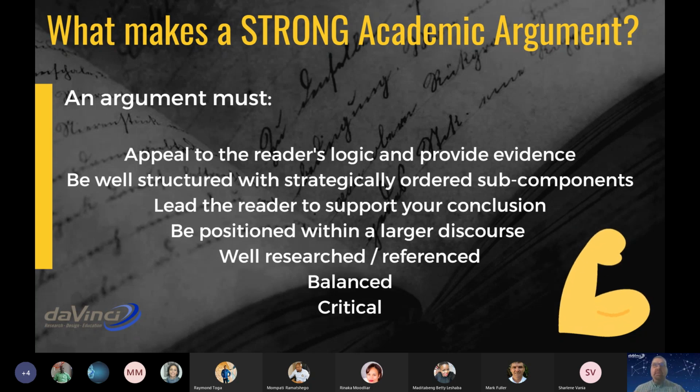When we present an argument, it has to be positioned within a larger discourse. So it has to contribute to a current discussion in some form or another. It must be well researched, must be referenced, and that is how we plug our evidence in. You can't just say something is the way that it is because that is your feeling and that is your position, or because you say it is. It has to be well researched and referenced.